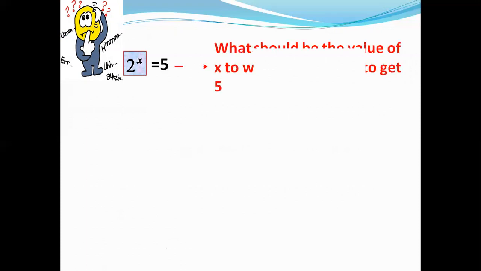Here 2 power x is equal to 5. What should be the value of x to which 2 is raised to get 5? Here, if you observe, we cannot write 5 as a power of 2. But how to find such x?